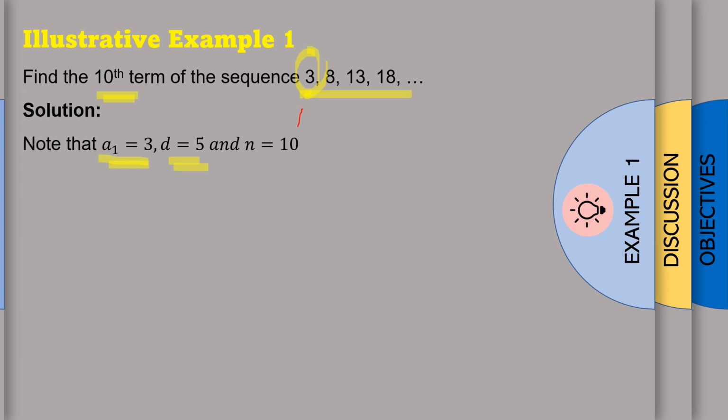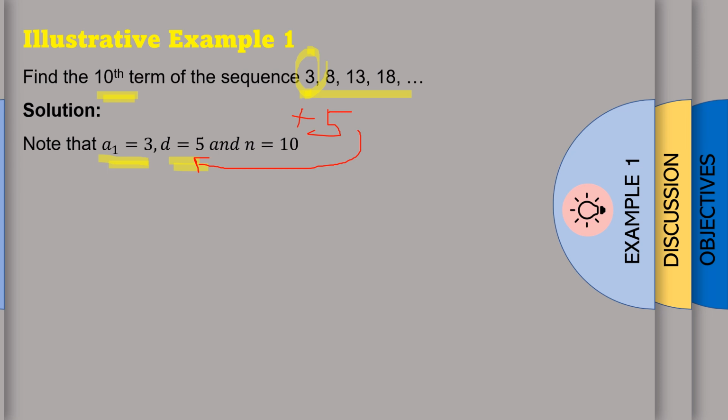Makikita nyo yung pattern is, dito nag-add tayo ng 5. Nagko-plus tayo ng 5. So, 3 plus 5, that is 8. 8 plus 5 is 13. 13 plus 5 is 18. Kaya, ang sulat natin dito, that the value of our d or our common difference is 5. Kasi yun yung fixed number na in-add natin from the previous term to get the next term.